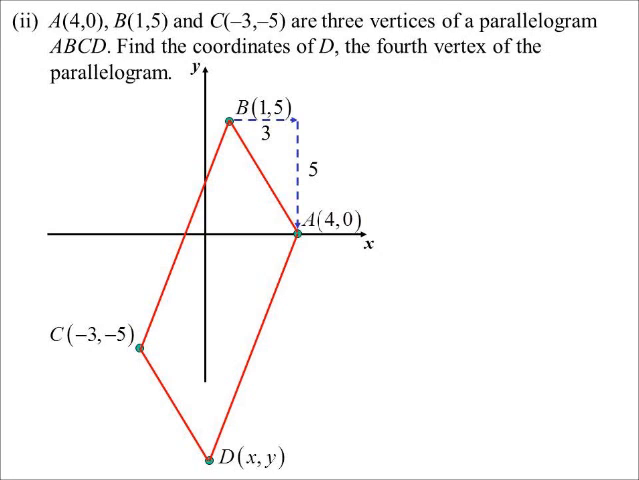parallel. And what we mean here is, well, I know to go from B to A, if you like, I go across 3 and down 5. Therefore, I must do exactly the same thing from C to D. So that tells me if I've gone 3 across, I must add 3 to the x value of C. And I've gone 5 down, so I'll take away 5 from the y coordinate of C, and we end up with the point (0, negative 10).